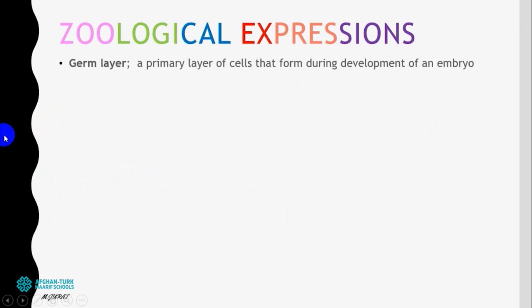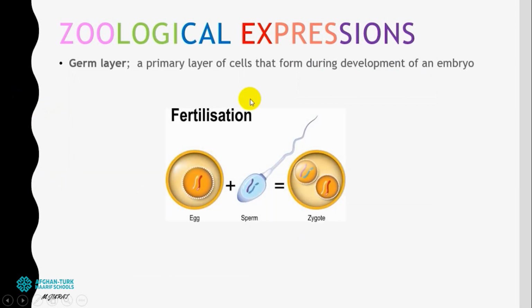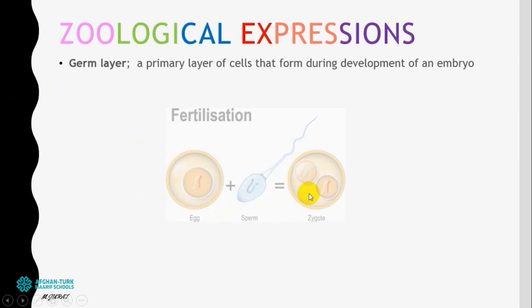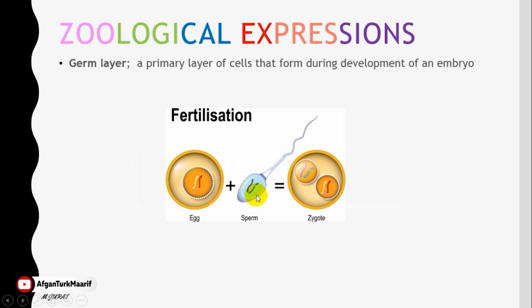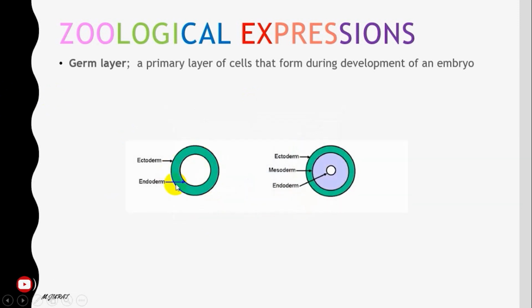Next, we come to germ layers. It's a primary layer of cells. It means whenever egg and sperm fertilize each other and make a fertilized egg, that fertilized egg might contain two layers, ectoderm and endoderm, or three layers, ectoderm, mesoderm, and endoderm. It means after fertilization, they might make eggs with these structures.